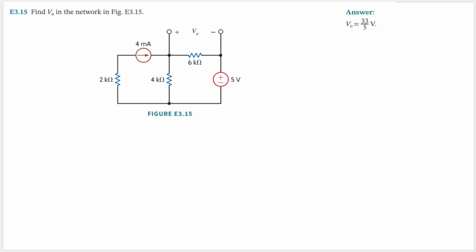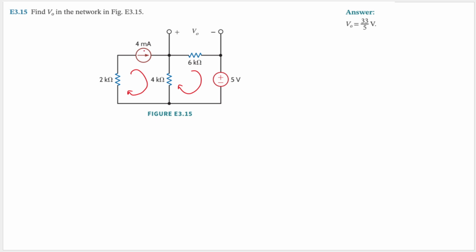So the question is: find V0 in the network in figure 3.15. This is the figure here. And I think we can just use KVL at this loop here and then this loop here. Okay, let's see what we can get from here.